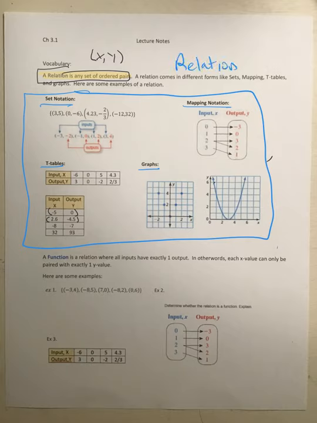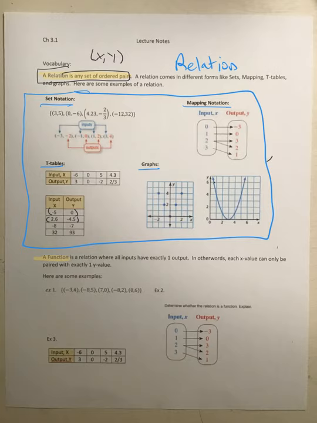set of ordered pairs. And then we have the word function. What is a function? A function is a special kind of relation. Where you have a bunch of ordered pairs is a relation. Well, a relation that has special circumstances is a function.